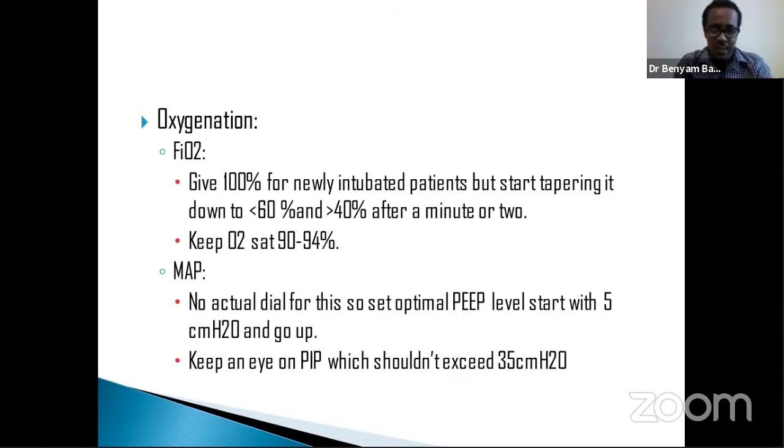The other one is mean airway pressure. Okay, I'll come back to that again. I think mean airway pressure is my favorite one. There is no actual dial to set the optimal mean airway pressure. You cannot set mean airway pressure on the mechanical ventilator, as there is no setting directly linked to it. Rather, we play with the PEEP. So PEEP level should start at 5 centimeters of water and go up.